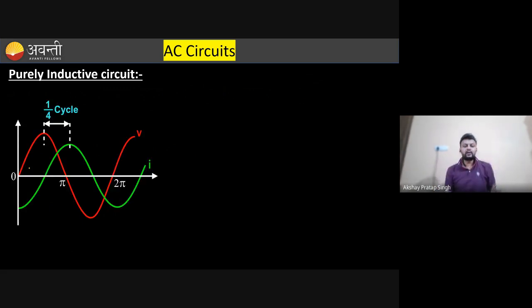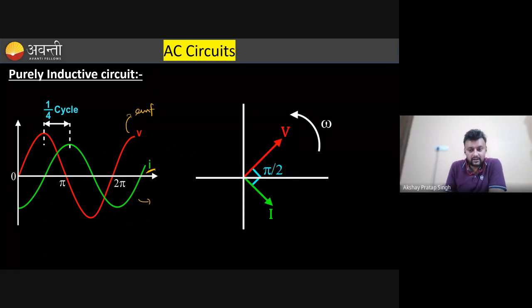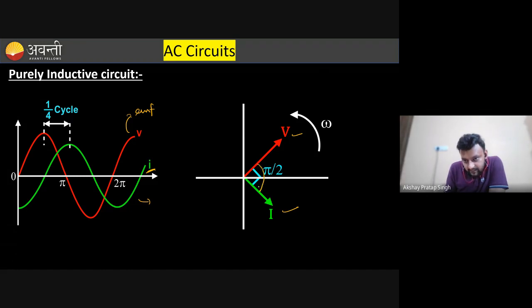This is a purely inductive circuit. Red one is EMF. This is current. It is already mentioned actually, why I'm writing it. Can you see that EMF is leading, current is lagging, and the phasor diagram is drawn something like that. This is potential, this is current, and can you see that current is lagging by some angle pi by 2?